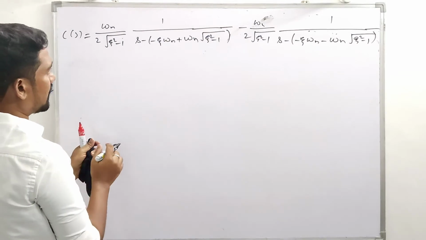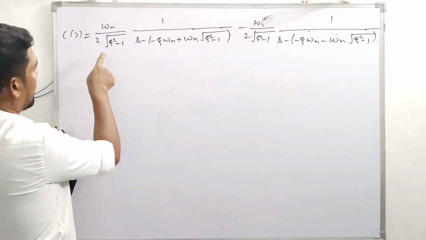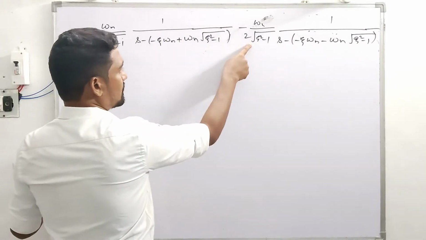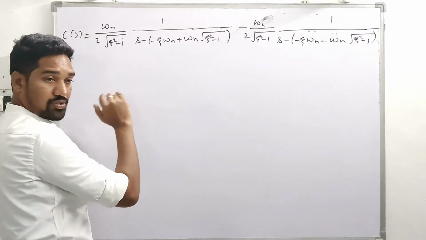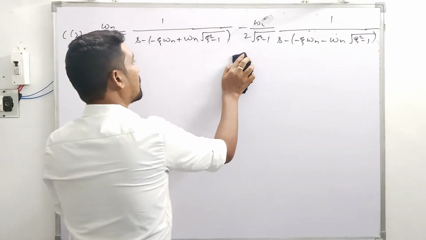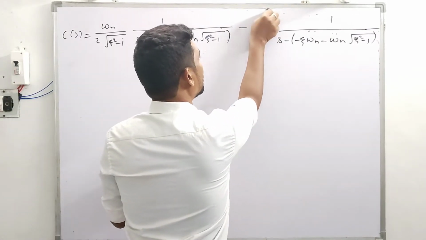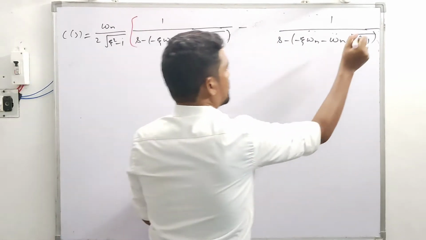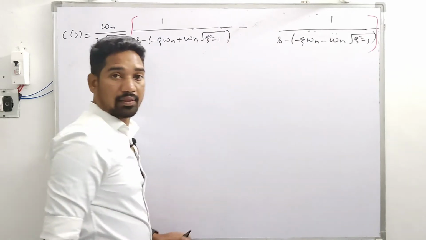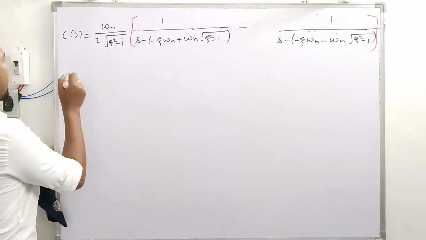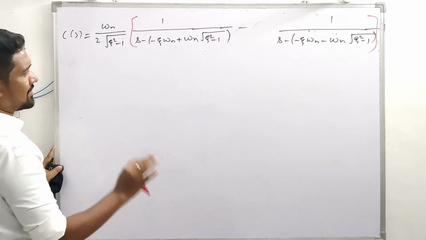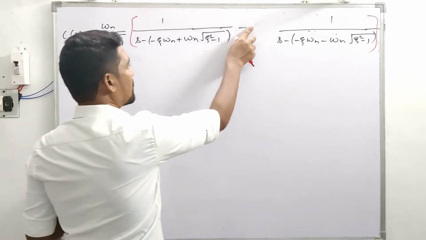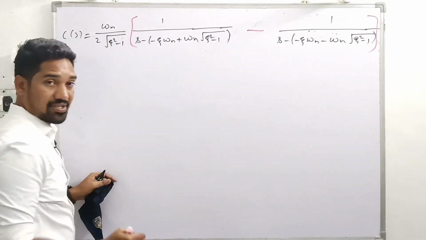Something can be taken out as common from both terms, guys. This and this are the same and can be taken out as common from both terms. So let me do this one. I am erasing this one so that we can save some time. All right, so this is the one. And guys, this is a standard. Now we have come to a standard Laplace transform pair.